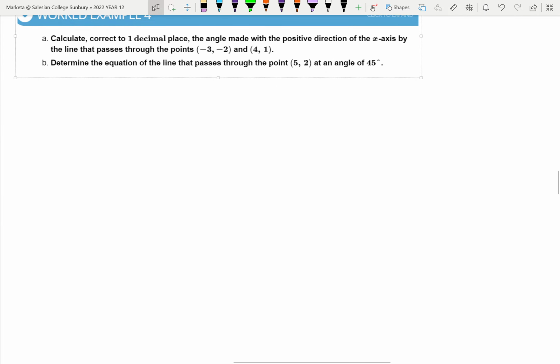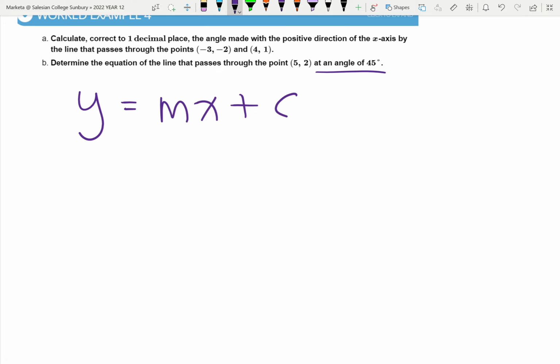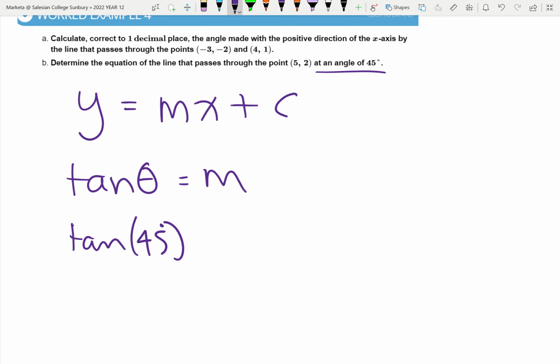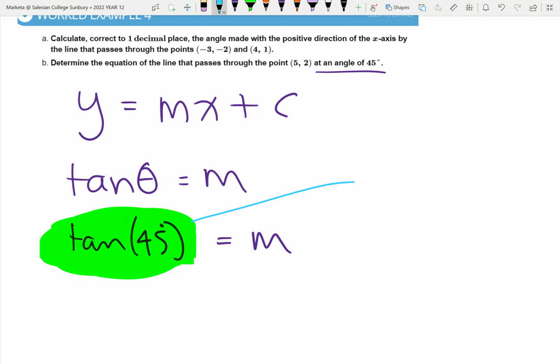Now, this is the angle of 45 degrees. So when we've got an equation of the line y equals mx plus c, the gradient we can get from that angle, and that's tan theta equals m, so tan 45 degrees equals m. This is a really common one, it's in the table of exact values, so you should know it. Even if you don't know the table so well, tan 45 is 1, and that comes up all the time, so you really want to know that. So the gradient is 1 here.